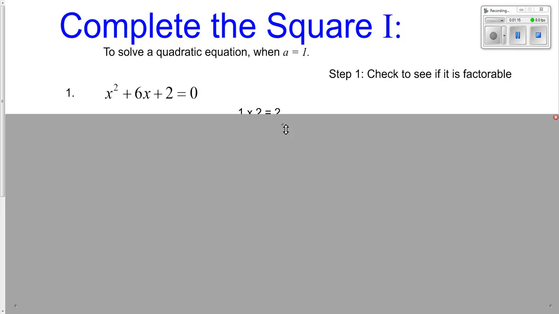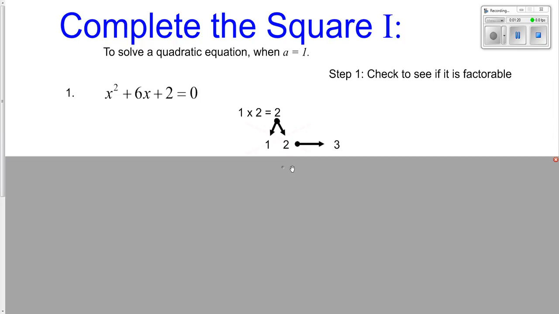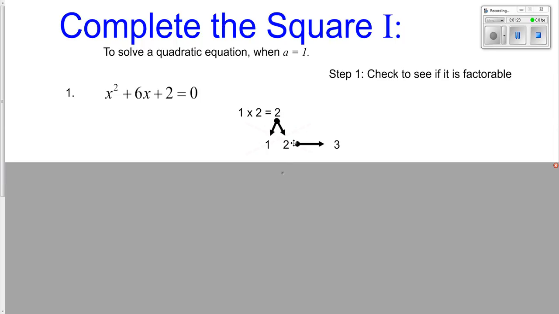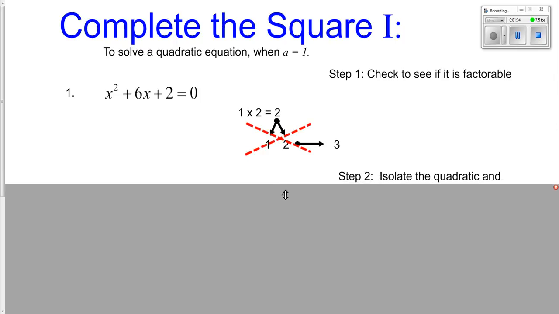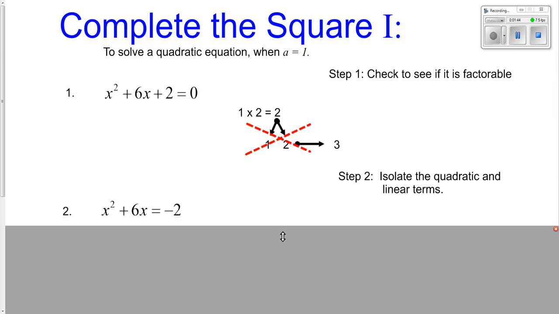Okay, now I've got to check to see if this is factorable. So I multiply a times c, and I get 2. And the factors of 2 are just 1 and 2, and that adds up to 3, so that is not factorable. Okay, so let's go on to step 2, where we isolate the quadratic and linear terms. Now, simply stated, that means move everything else over to the other side. So in this case, we've got plus 2, so we're going to subtract 2 from both sides.